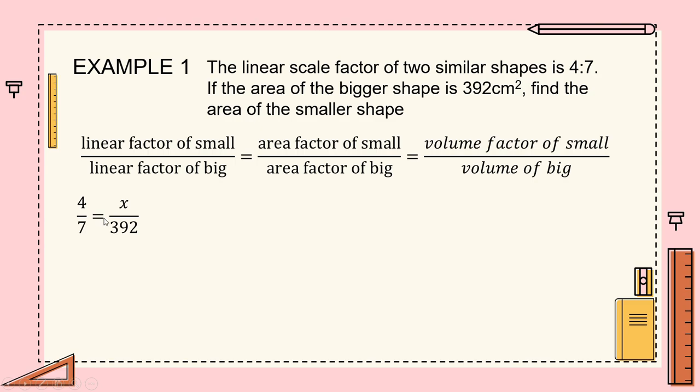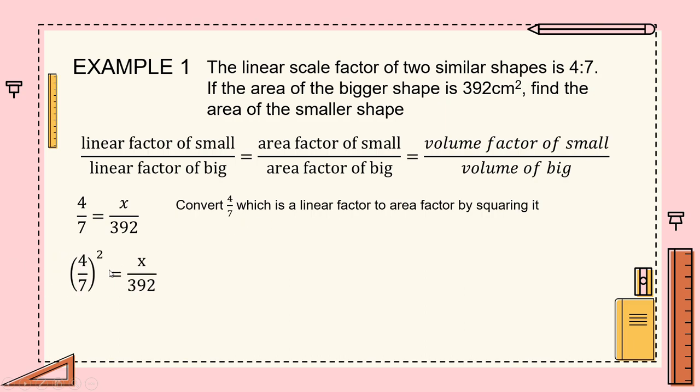But we can't do anything here because this is a linear factor, and we have to convert it. Converting a linear factor to an area factor, we have to square it. That's why we have to square 4/7. If we square 4/7, 4 squared is 16, 7 squared is 49. That brings us here, and then we have to cross multiply: 49 multiplied by x and 16 multiplied by 392. If you do that, you have this.